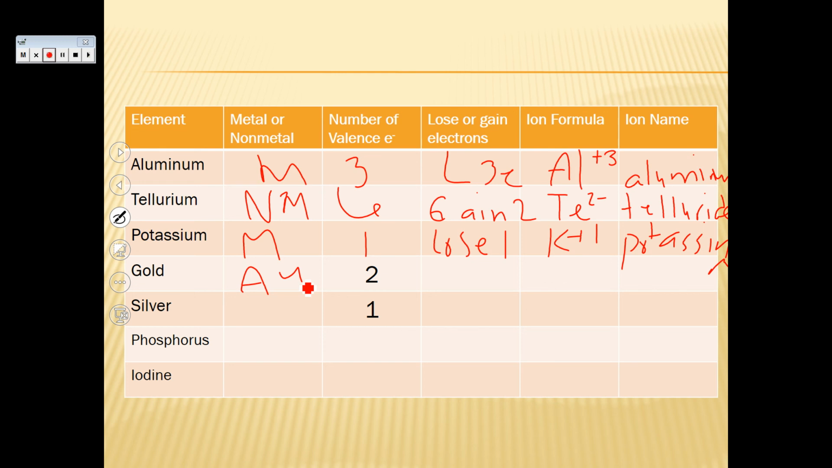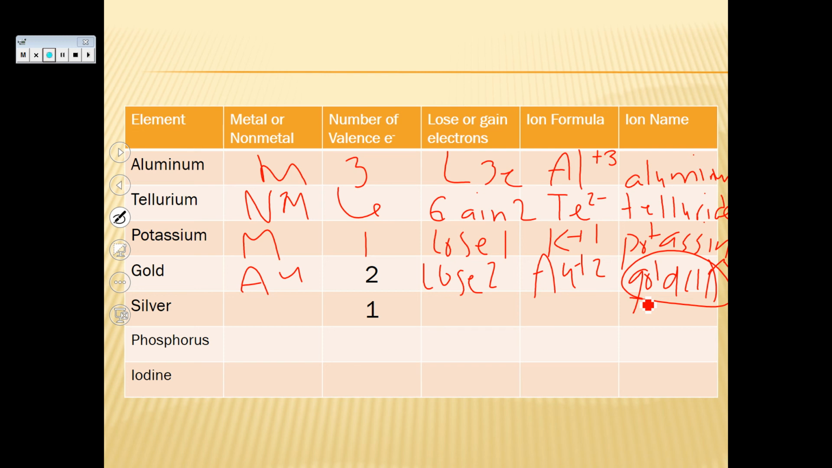So here it tells us that gold has 2 valence electrons. Because it's a metal though, it's going to lose those 2. All metals are going to lose their electrons. Its formula becomes Au2 positive, and its name is going to be gold parentheses 2. For the transition metals, you have to put the oxidation number of the transition metal in Roman numeral next to the name.